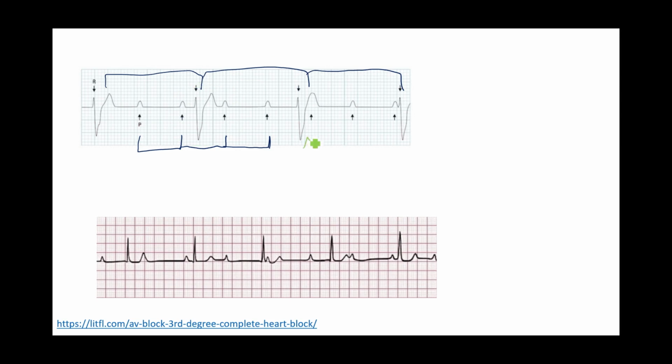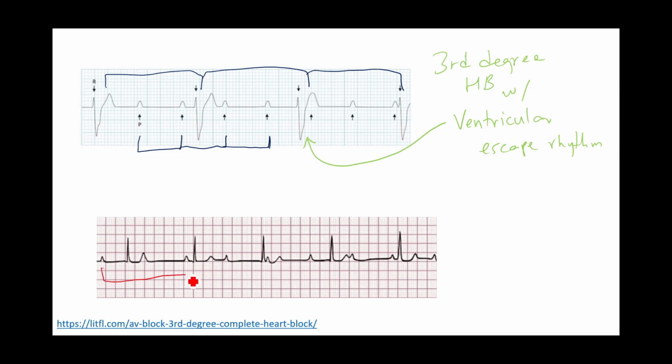In fact, this QRS complex, due to its wide nature, is most likely what's called a ventricular escape rhythm, meaning that the ventricles can't see any P waves coming at them, so they're just going to fire at their own slow rate. So we would call this a third degree or complete heart block with ventricular escape rhythm.